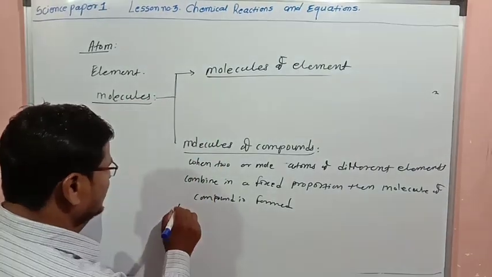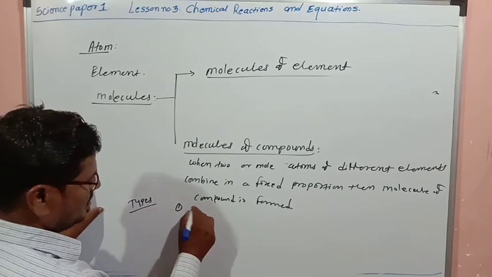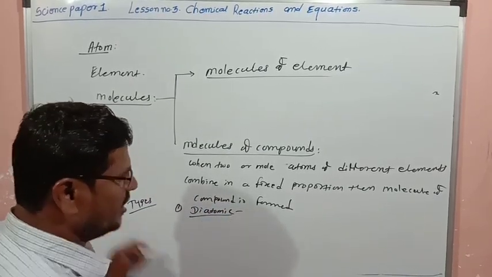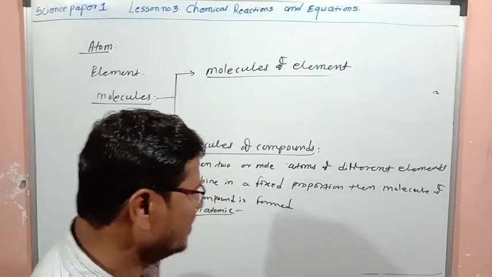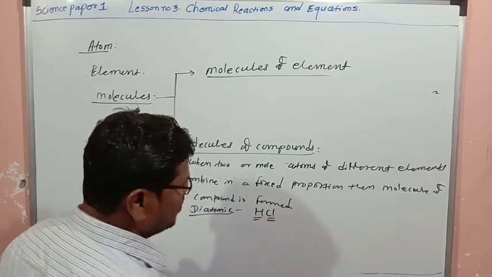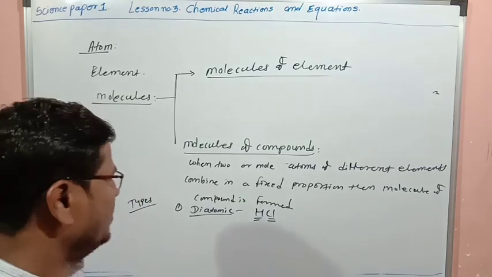So the first type is the diatomic molecule. In diatomic, 2 atoms are there. For example, you can take HCl. In that, hydrogen is 1 and chlorine is 1, but these are atoms of different elements.